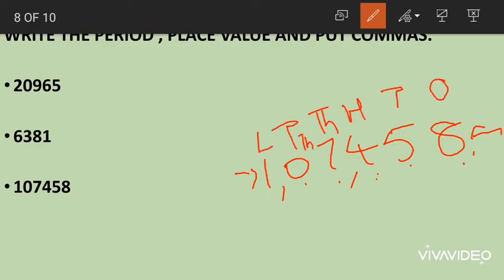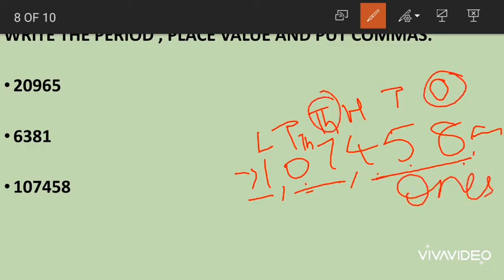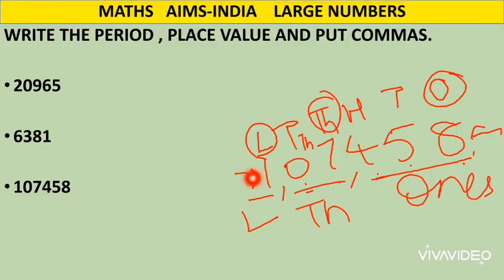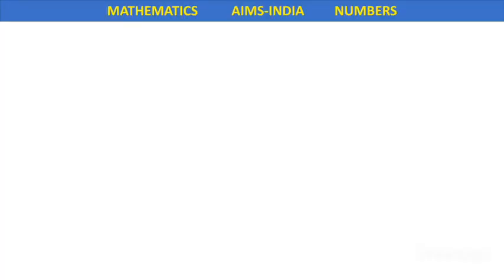Now what about the periods? All these digits after this comma fall into one period, and then between these commas this will be another period, and then this will be another period. What period do these digits belong to? They belong to ones period, and these belong to thousands period. This belongs to the lakhs period. How will we read this number? We read this number as 1,07,458. I hope this is clear, children.